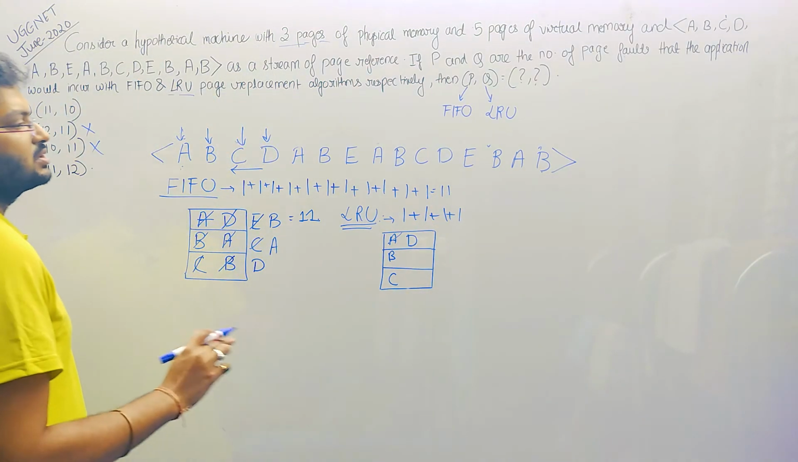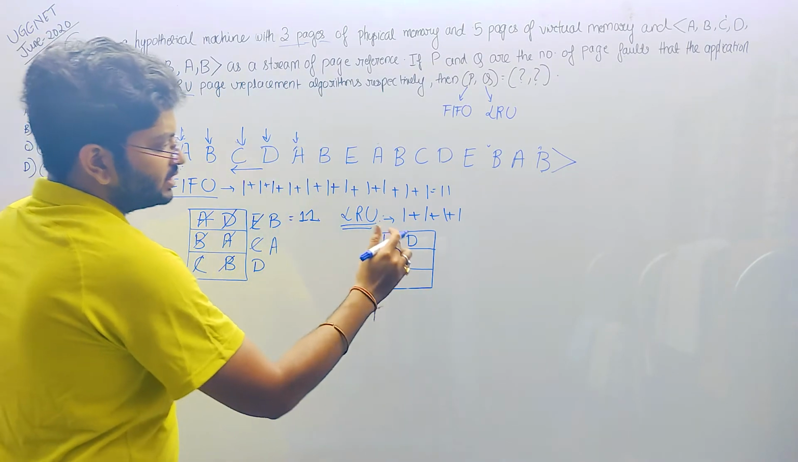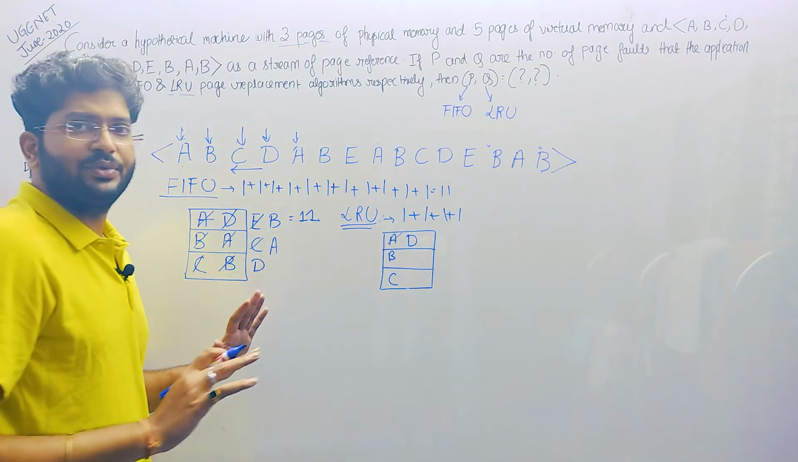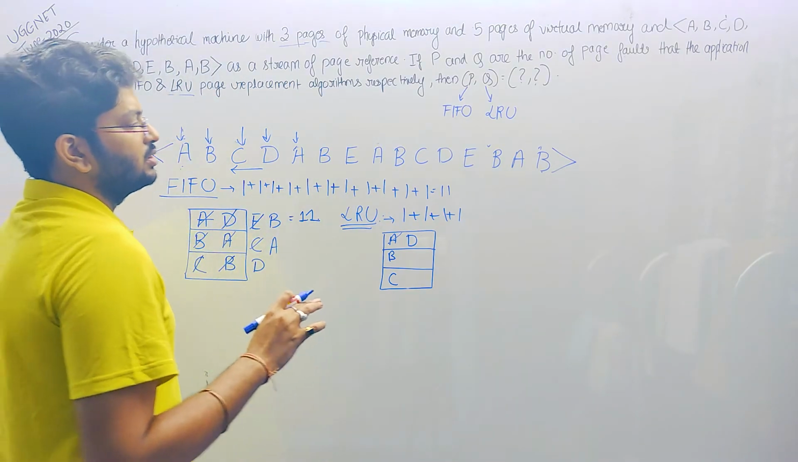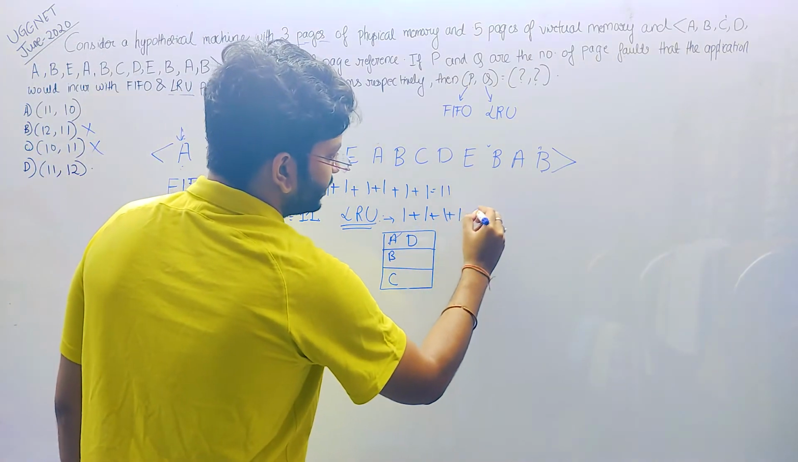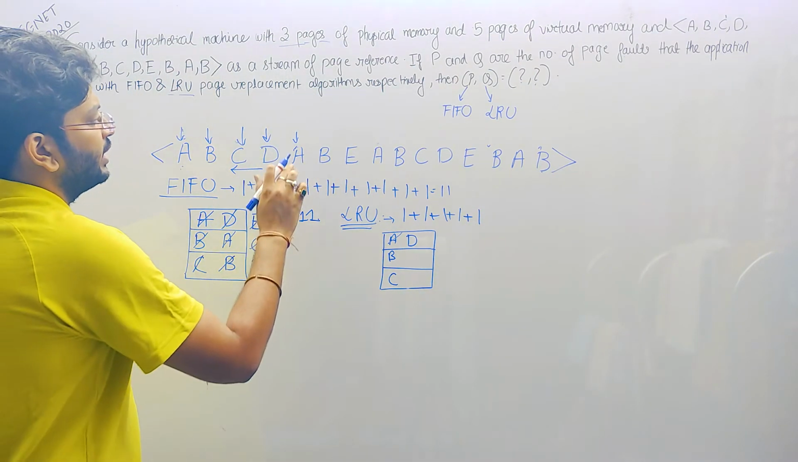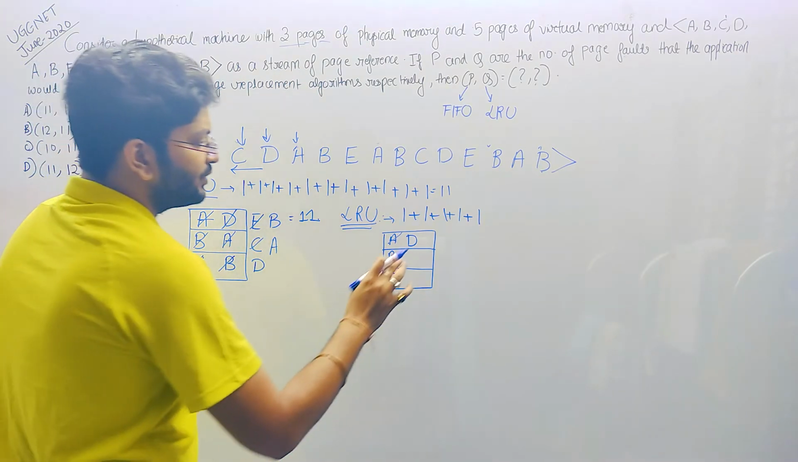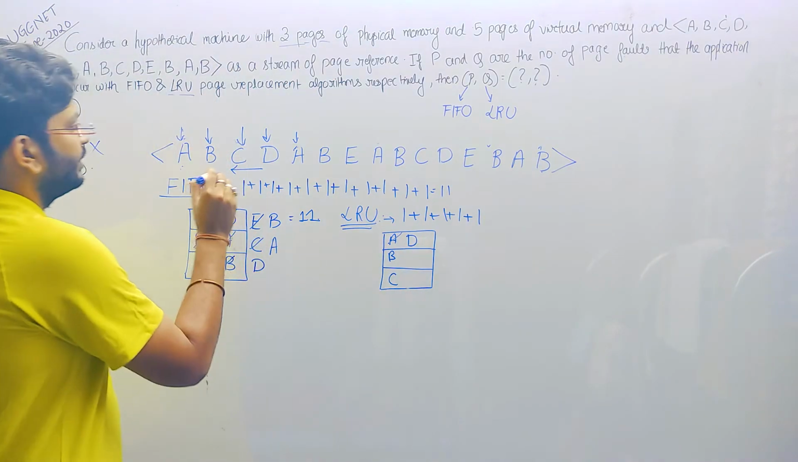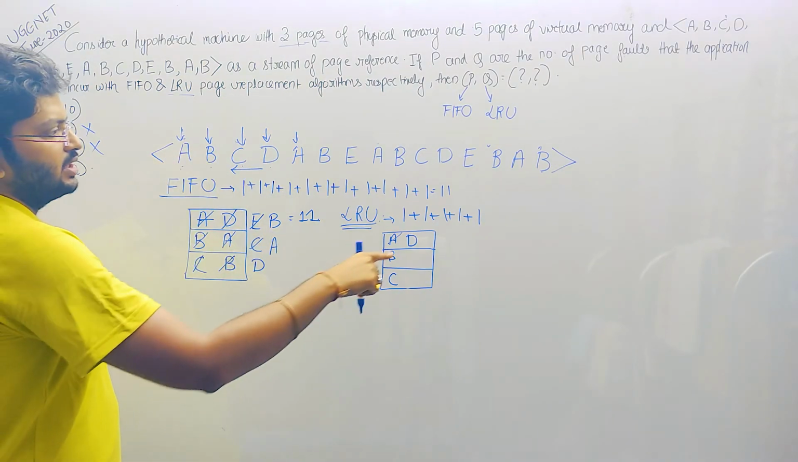Okay, now next comes A. A was already striked out, so A is not present in the table, and I have to place A. So one page fault for A. Now where should I place A? I have to look into the past. What are the entries in the table now? The entries are D, B and C. A is already striked out.